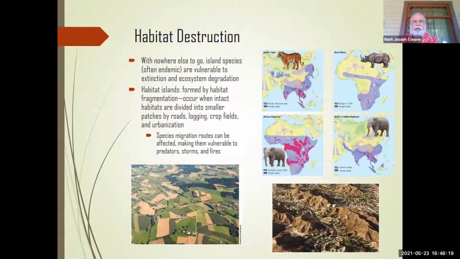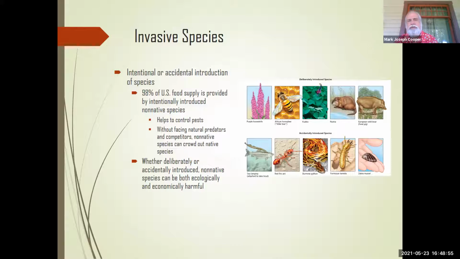It'll cut down migration routes and cause other problems with predators and storms and fires. We will talk about all those as we go further. But again, habitat destruction, the number one. And if you're looking over here, you can see habitat fragmentation. This is actually a picture of Southern California, and we're doing that with the housing. You can see the houses going up the hills, and we're leaving the tops of the hills. But we're making it very difficult for organisms, animals, to get across to these other islands.